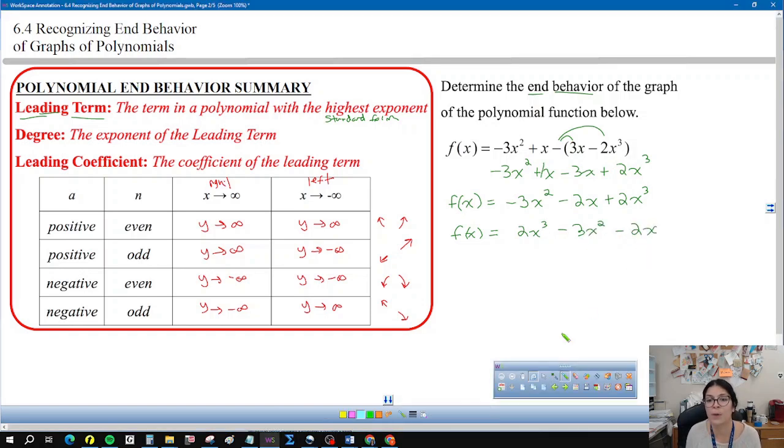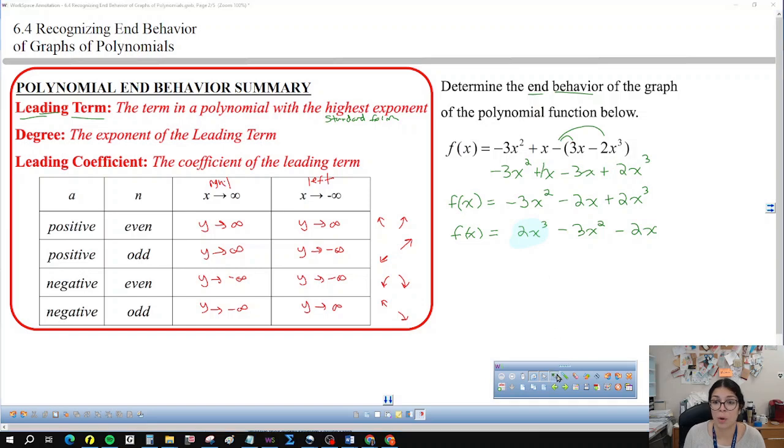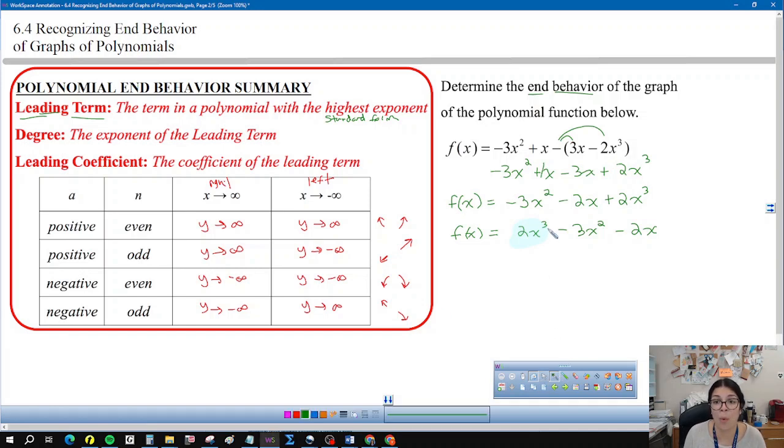And then the first one is the leading term. But if you don't have it in standard form, you don't just want to look at the first one. That's not the leading term just because it's in the front. The leading term is still the 2x cubed because the leading term is defined as the one with the highest power, with the highest exponent. So my leading term, remember, you're going to look at the power. The degree is odd.